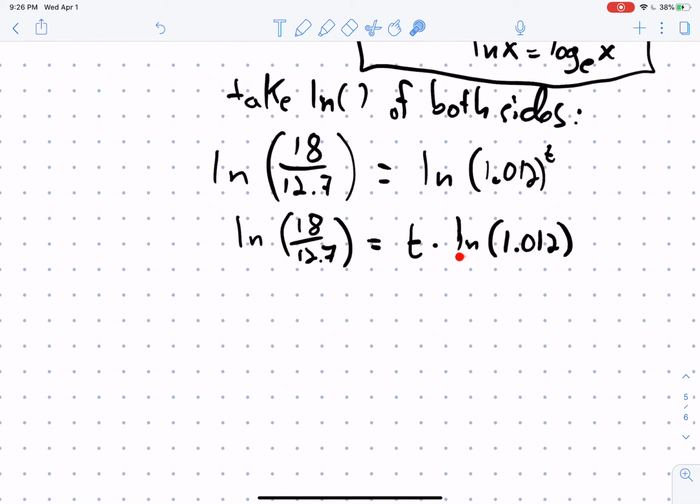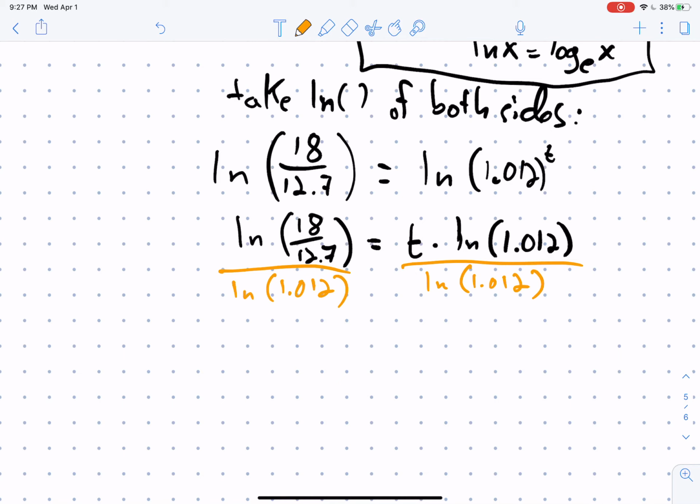It looks messy. You could get a decimal approximation of it by plugging it into a calculator, but it's a number. And so ultimately, we want to get t by itself, and it's connected to this number by multiplication. So we're going to solve that by dividing both sides. We're going to divide here by ln of 1.012 and divide here by ln of 1.012.